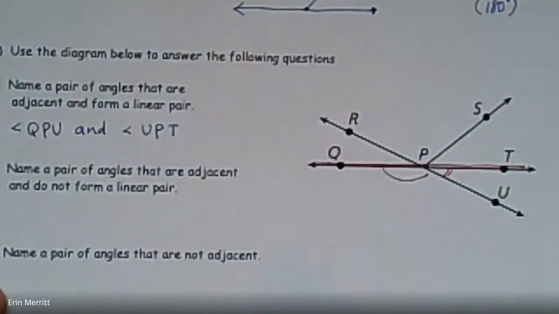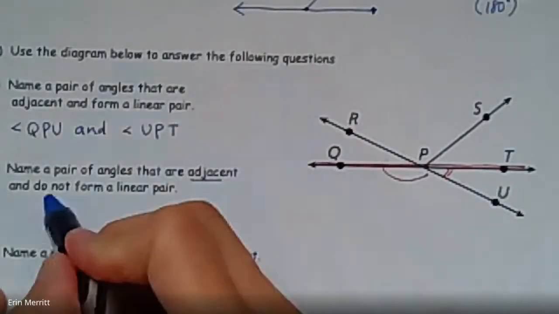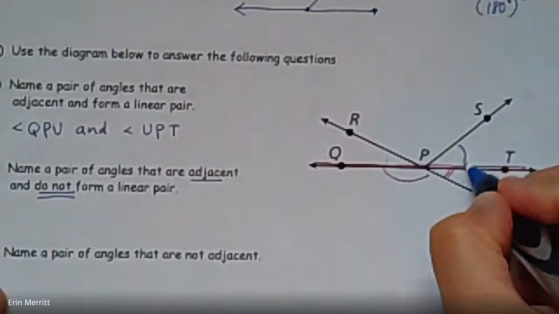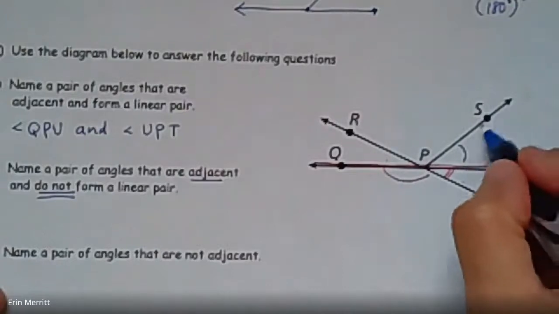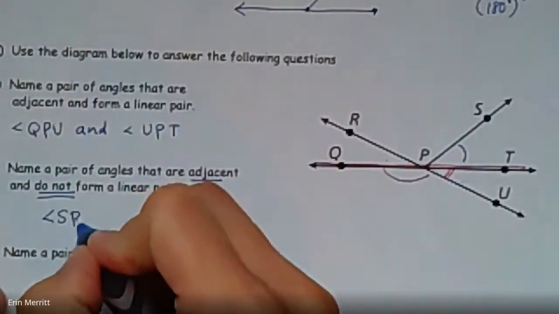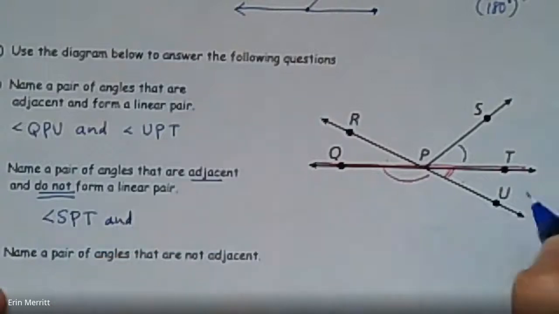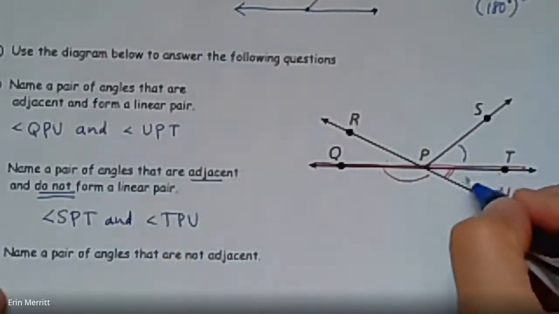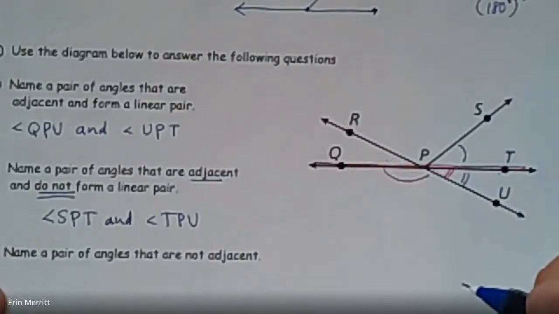The next one, name a pair of angles that are adjacent but do not form a linear pair. So 2 angles next to each other that don't create a straight line together. You got lots to pick from. Sometimes the ones that people's eyes go to are these 2 over here on the side. So angle SPT and then angle TPU. So those 2 would be an example that you could choose.